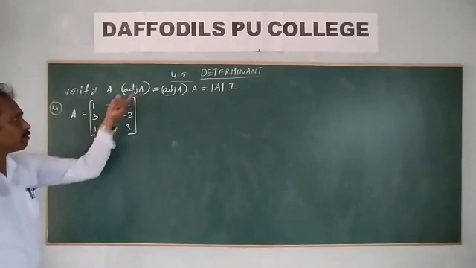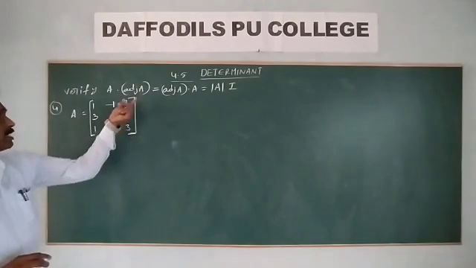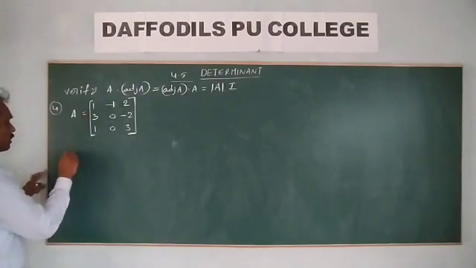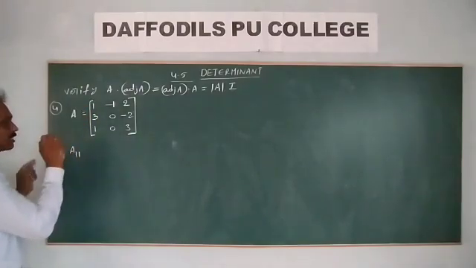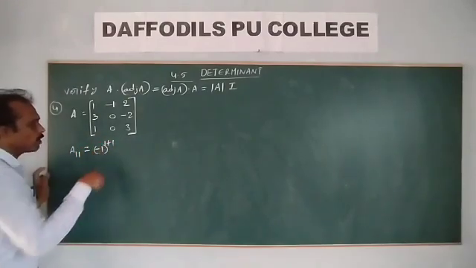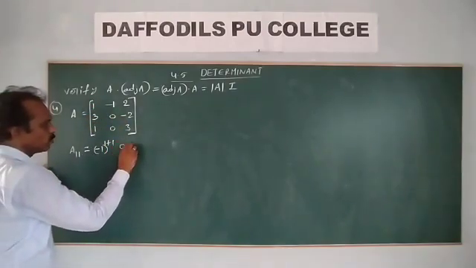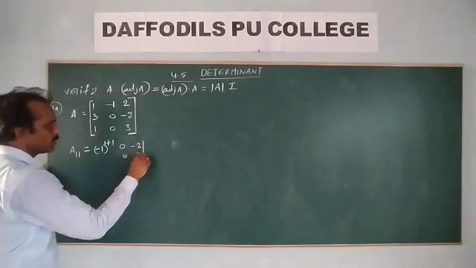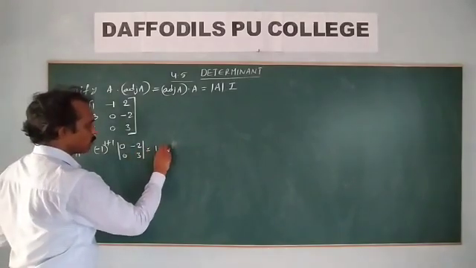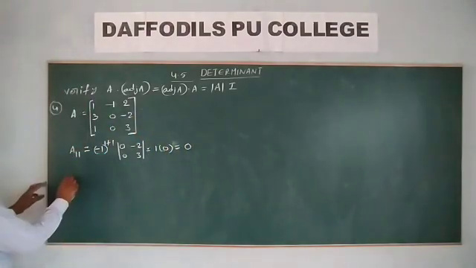First of all, A is already there. We want adjoint A. Adjoint A means first of all find the cofactors. The transpose of the cofactor matrix is the definition of the adjoint A. So first of all, find the cofactor. The cofactor of 1, denoted by capital A11, is equal to minus 1 to the power of 1 plus 1, the suffix values, into its minor. Deleting this row and this column, the minor is 0 minus 2, 0 3. So this value is equal to minus 1 to the power of 1 plus 1 times 1 times (0 minus 0), and the answer is 0.